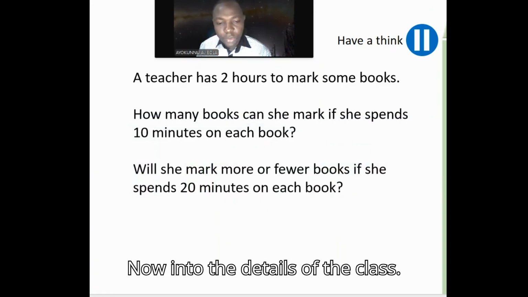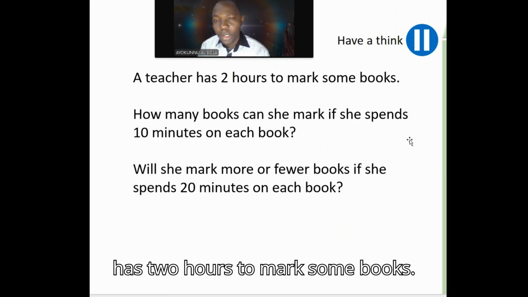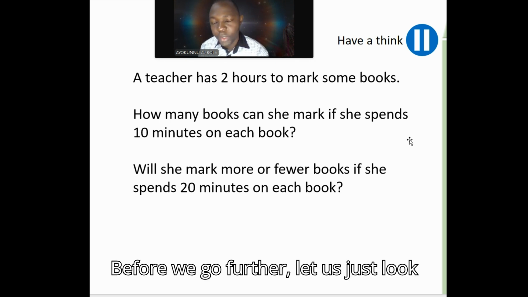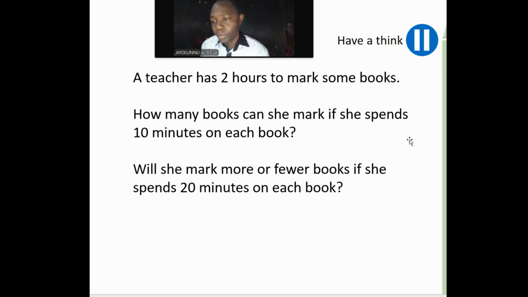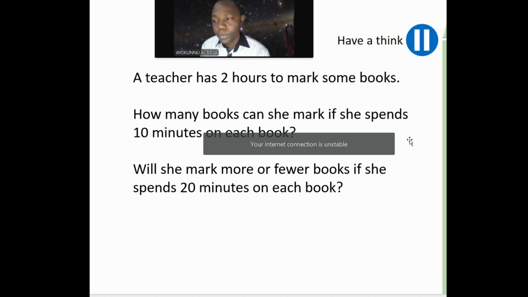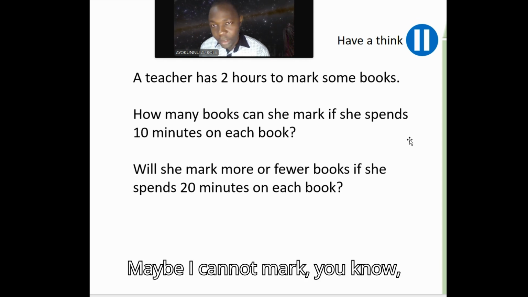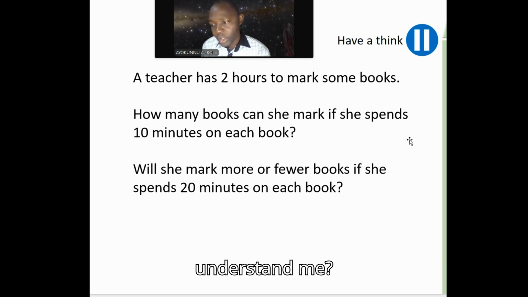So now into the details of the class. It says a teacher has 2 hours to mark some books. Before we go further, let us just look into that particular statement. I want to mark some books and I have 2 hours to mark the books. Maybe I cannot mark more books within the hours. You understand me?